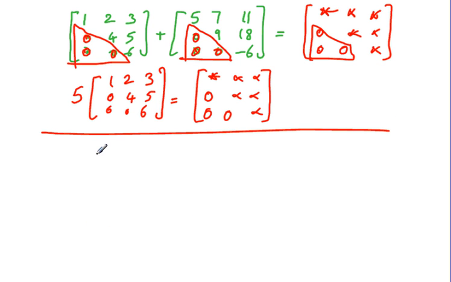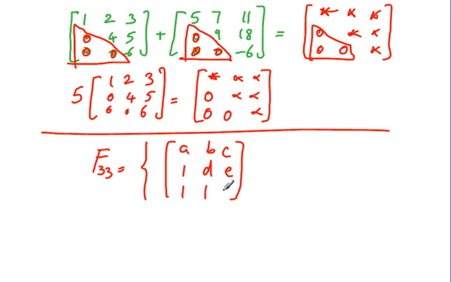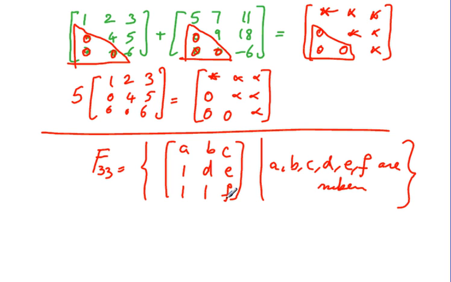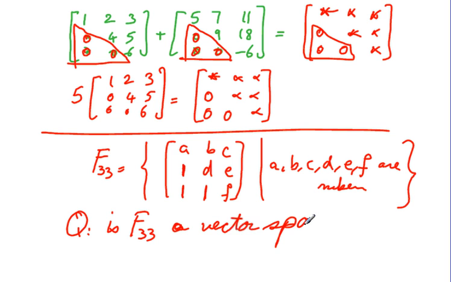If I had given you another set, let's say F33, say A, B, C, so this notation means A, B, C, D, E, F, they are arbitrary numbers. Here, I am assigning the value 1 to these lower triangular entries. Question, is F33 a vector space? No. Obviously not. Why?